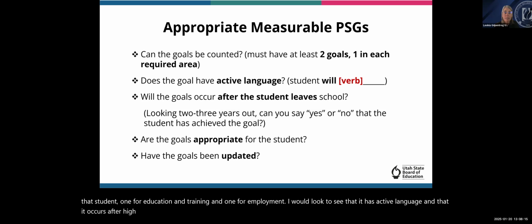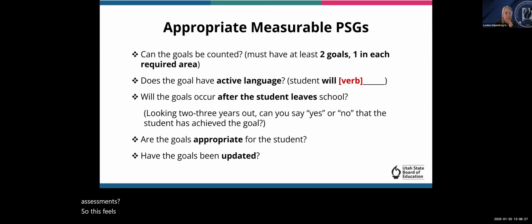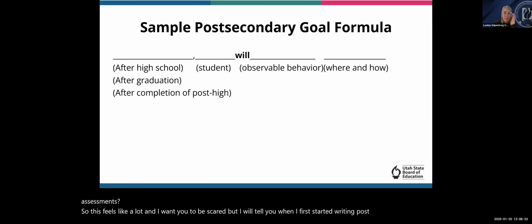And also I would look to see that they've been updated, so they weren't just copied and pasted from year to year. And were they appropriate? Did they align with what we found out in those transition assessments? So this feels like a lot. I don't want you to be scared, but I will tell you, when I first started writing post-secondary goals, it was hard to wrap my head around it, right?